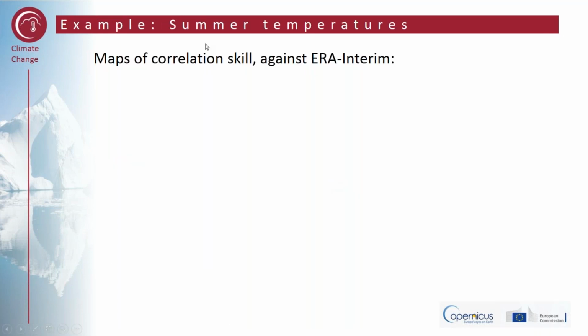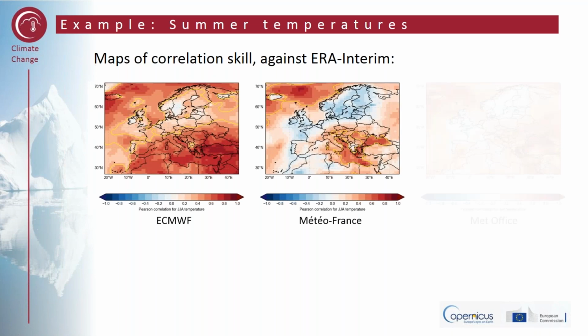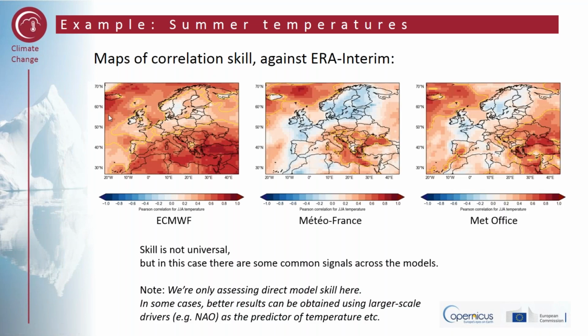So I'm just going to walk through an example to show how the process goes. Focusing on summer temperatures here. We start with looking at maps of correlation skill, so the correlation of the different hindcasts against ERA interim. So here are our 3 hindcast models from ECMWF, Meteo France, and the Met Office for summer temperatures.